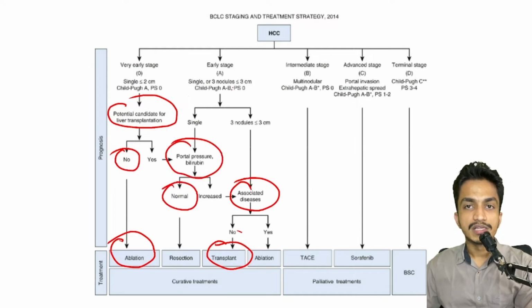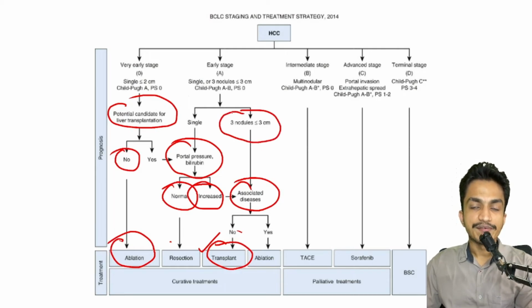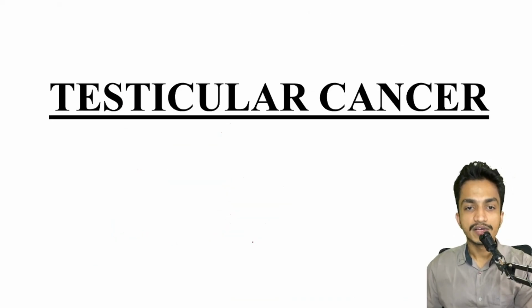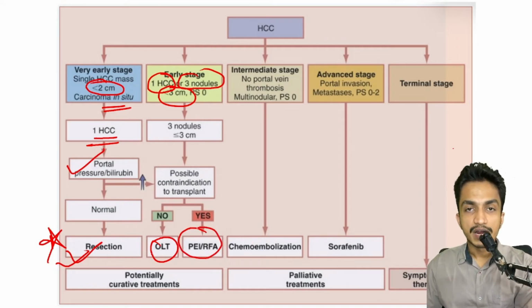If it is normal, then in that case we should go for resection. If it is increased, then we see if the patient has any associated disease. If not, we again do transplant in that case. And in cases of patients having 3 nodules or multinodular disease, we see if the patient is contraindicated for transplant or a candidate for transplant according to the associated diseases. If there is no contraindication, then we go for transplant. If yes, then we go for ablative therapies, that is in the form of RFA or electroporation.